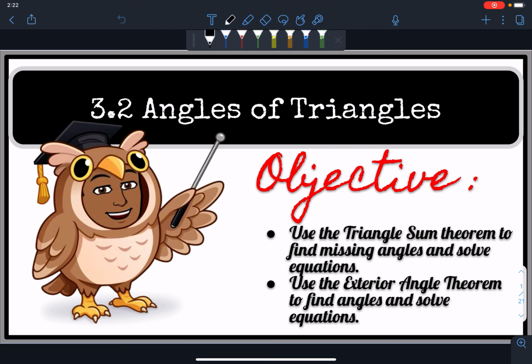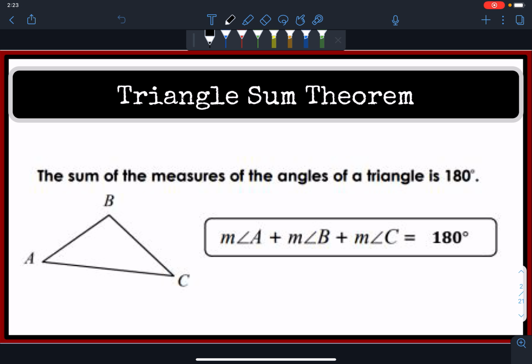Good afternoon. In this video, in the geometry series titled Angles of Triangles, I am going to give you examples on how to use the triangle sum theorem and the exterior angle sum theorem to find angle measures and how to set up equations to solve for the value of x or solve for a variable. Let's begin by first going over the triangle sum theorem.